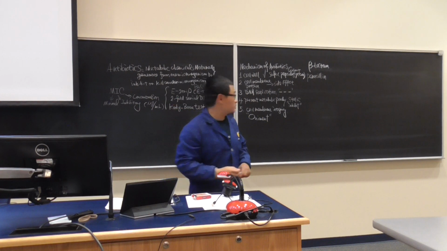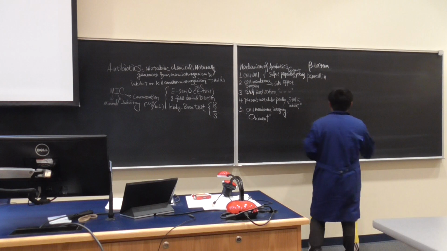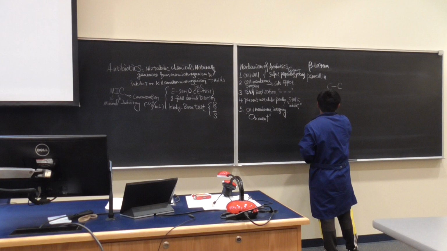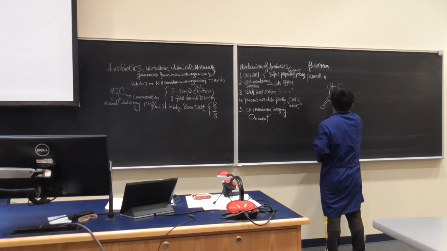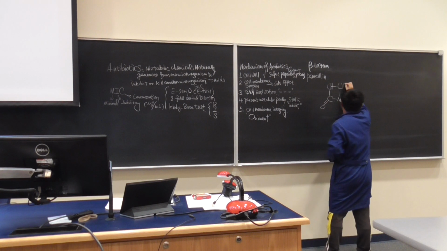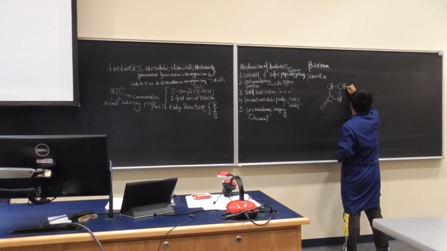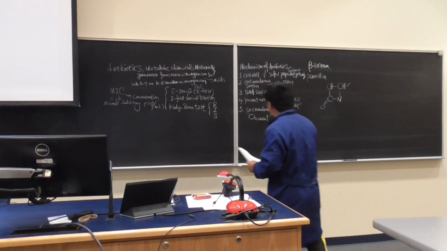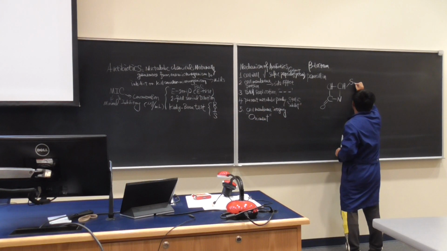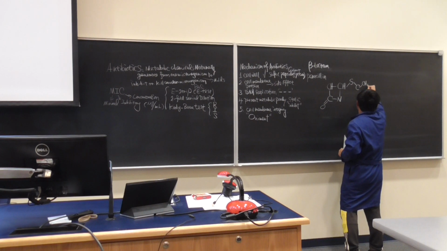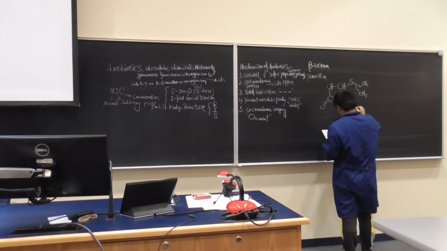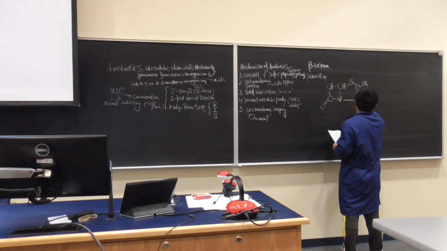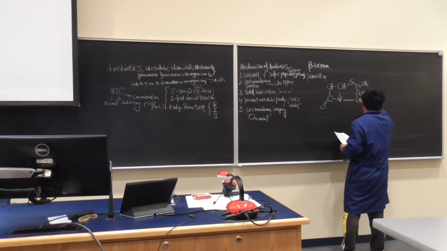First of all, we want to mention penicillin. You need to know the basic structure of penicillin. It's something like this. Then we go up to here, we have an S, we have a C with CH3, CH3, then we go here, we have a CH, and then we have a COOH.